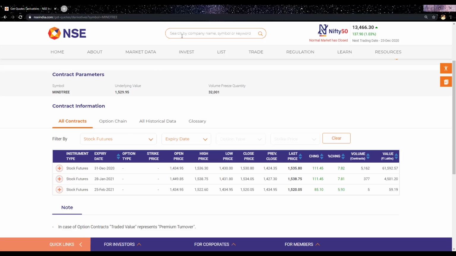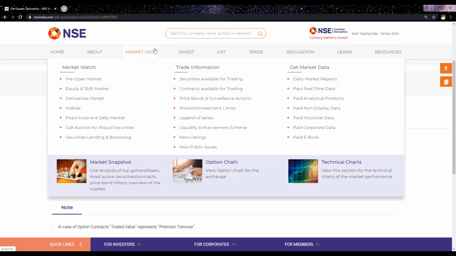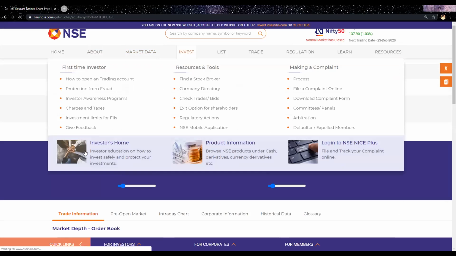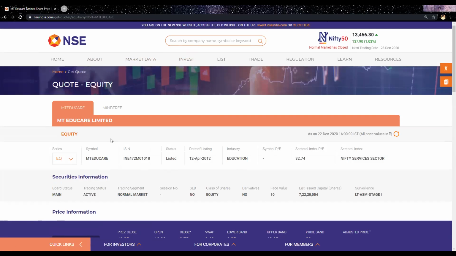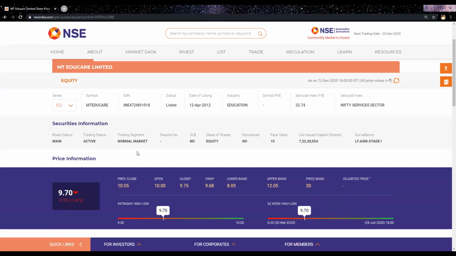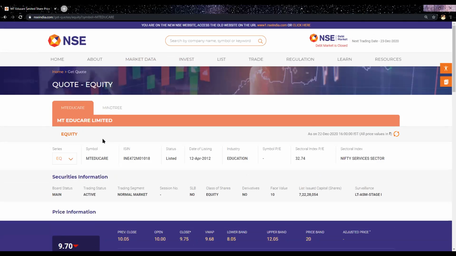let's say shares of TDPR. You see, this company's shares, MT Educare, you find that this company's shares are only in the equity segment. We don't have a derivative over here. Can you see it?